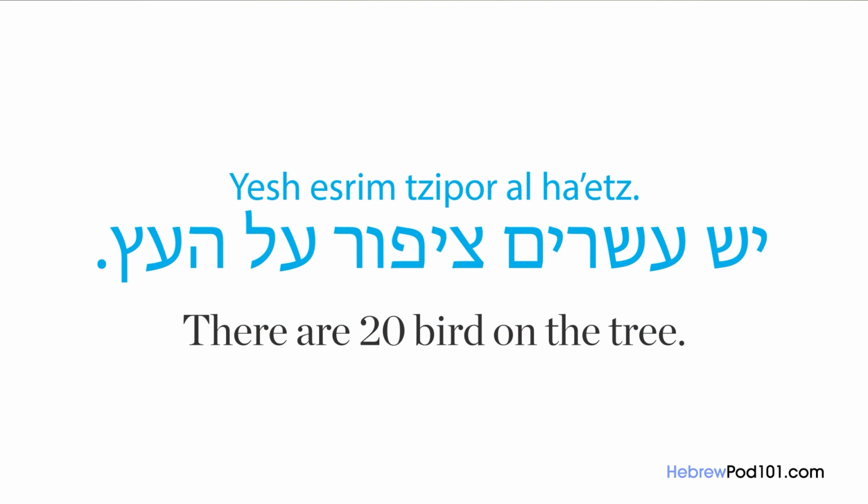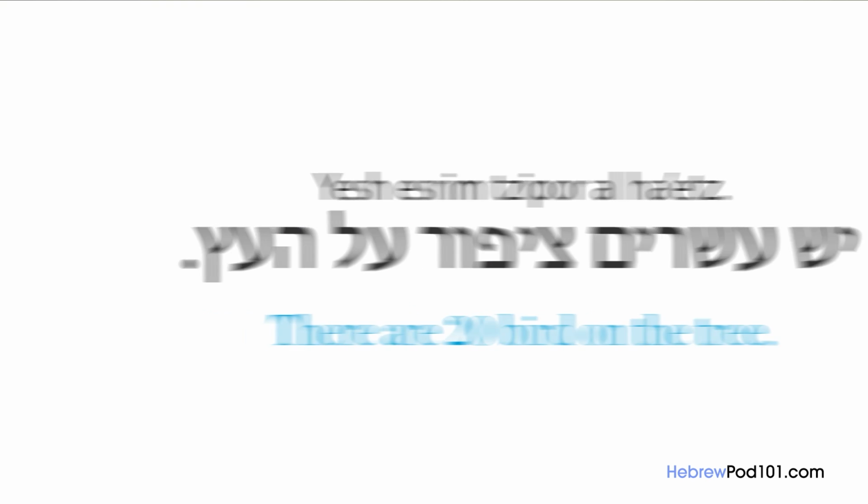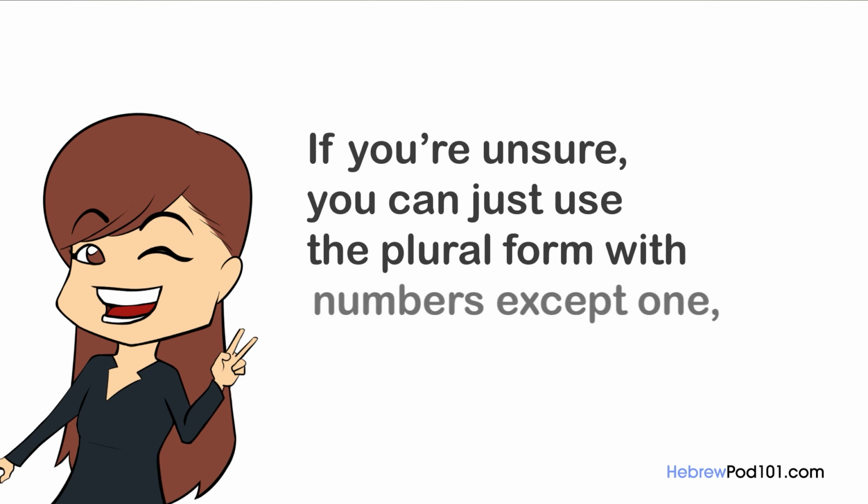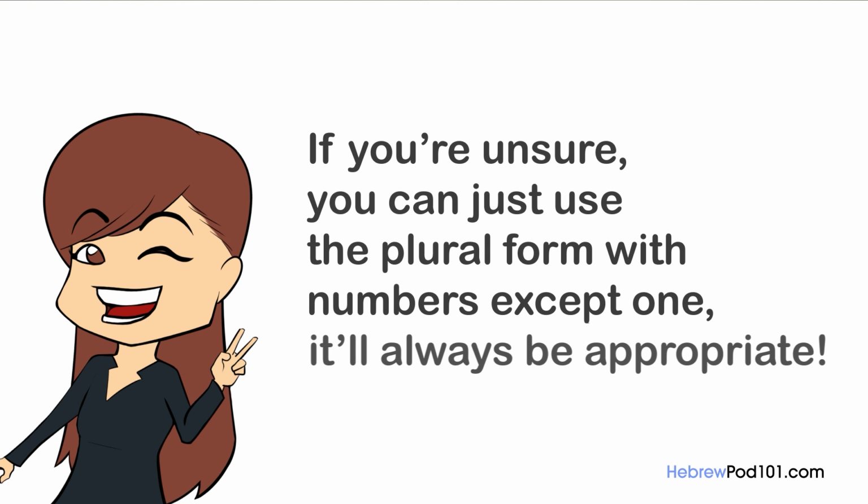It's unlikely to hear someone say, "Yesh 20 tzipor al ha'etz." It's like saying there are 20 birds on the tree. If you're unsure, you can just use the plural form with numbers except 1. It will always be appropriate.